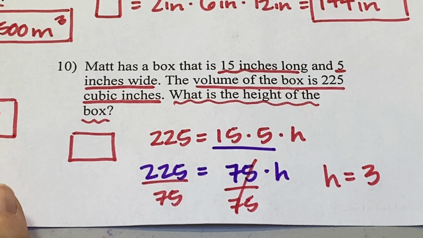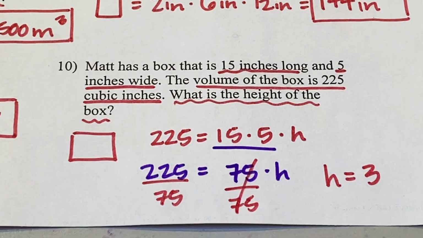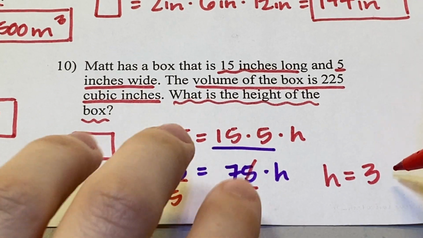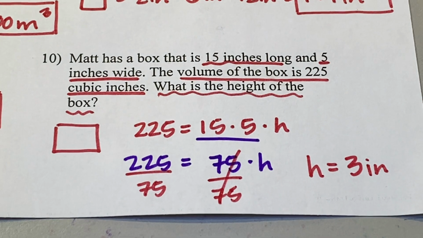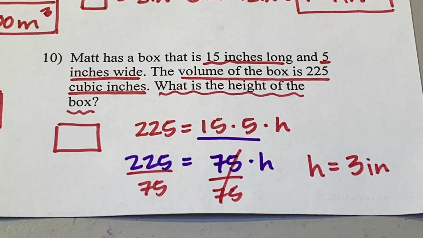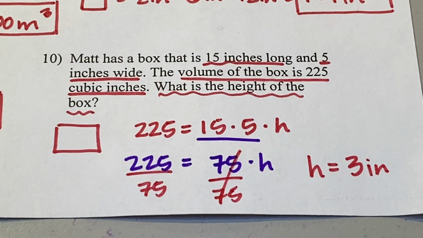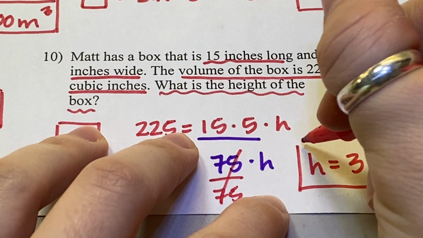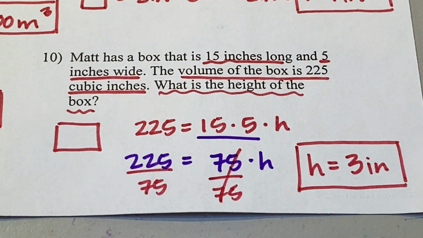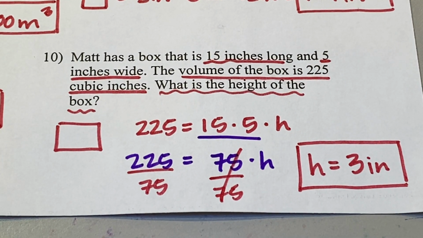Now, what are my units of measurement? Inches cubed? Wait a second. Is it not inches cubed? It's not cubed anymore, because we're just talking about how high it is. It's literally just inches. 3 inches. This box is 3 inches tall. Good. That's all.